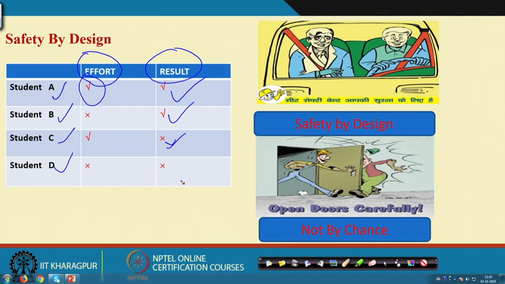Any organization should consist of people of student A and student C. They put the efforts. If they put the efforts, results will come. That is what we should develop in the occupational health and safety management system, people of student A and student C.